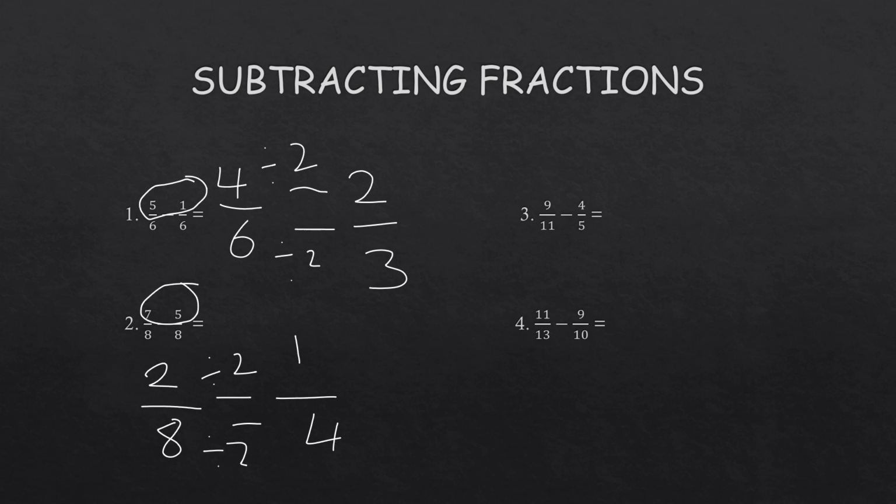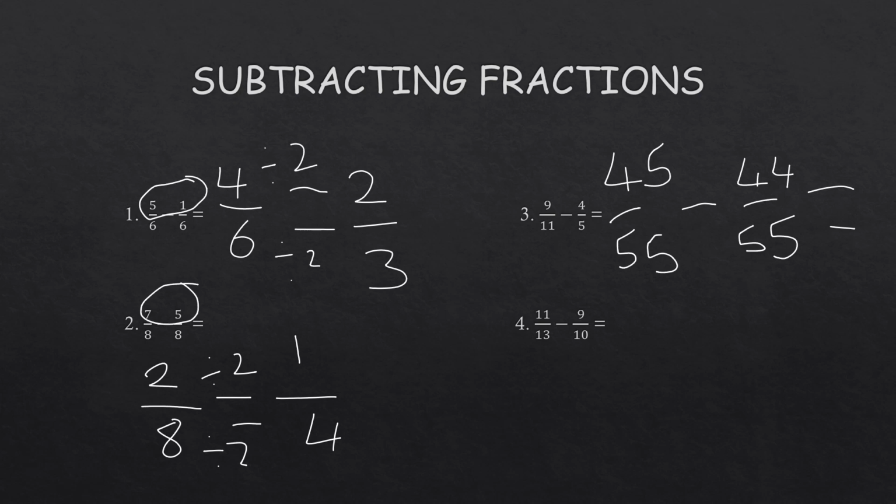11 times 5 equals 55. This is not an even number, so we can't divide it by 2. So we already know that the denominator is 55. Now, if we did that, then we would do 5 times 9, which is 45, and we minus that 44, which would equal 1/55.